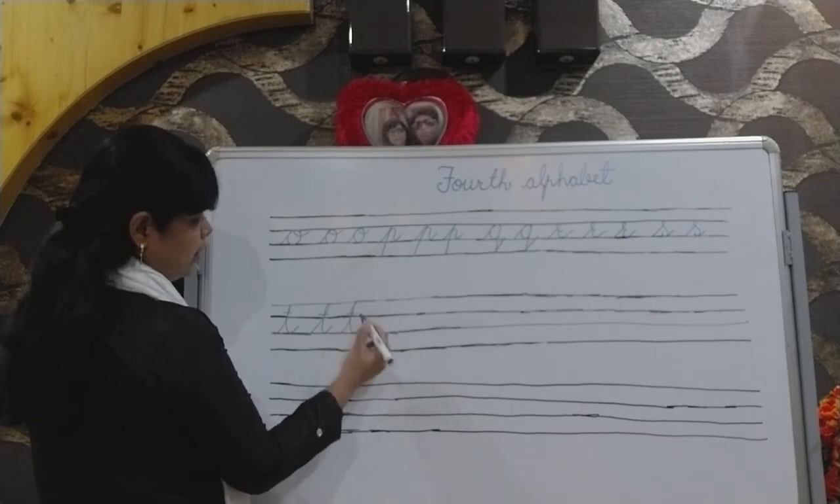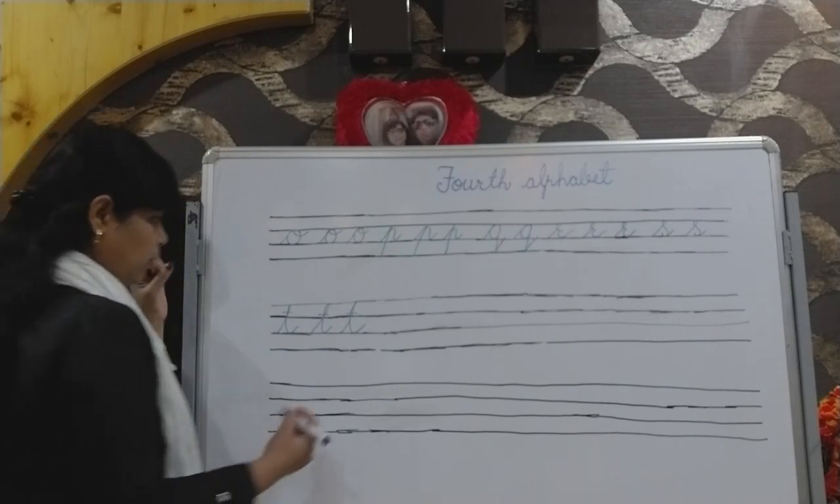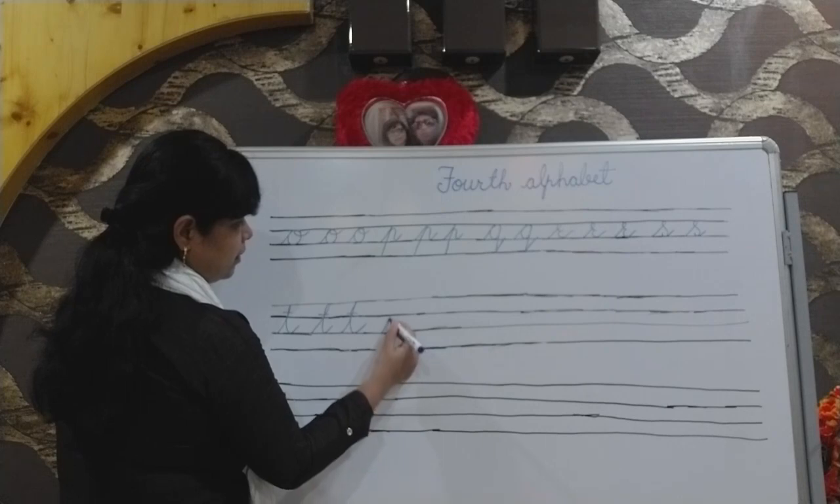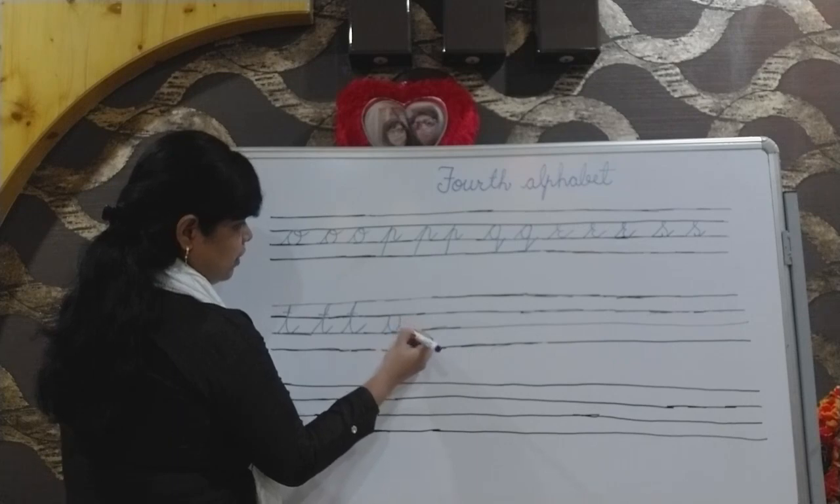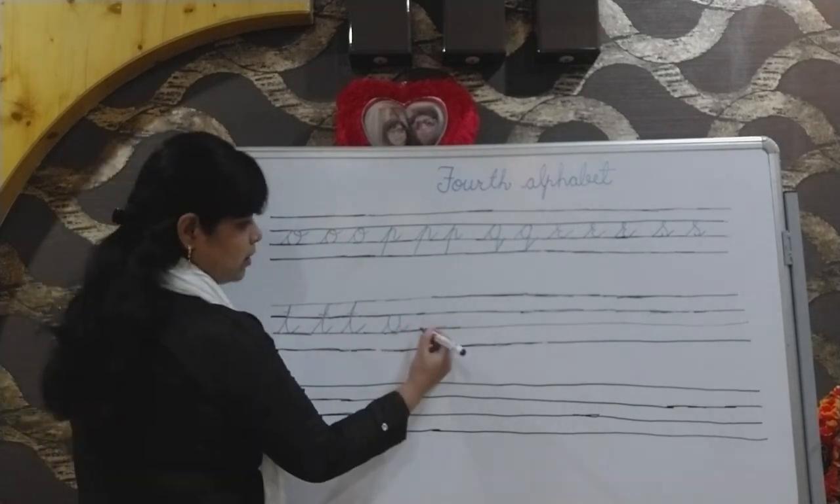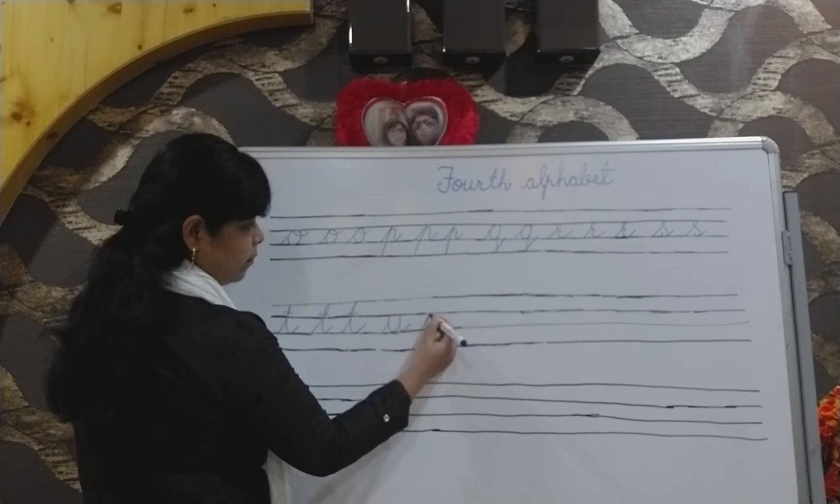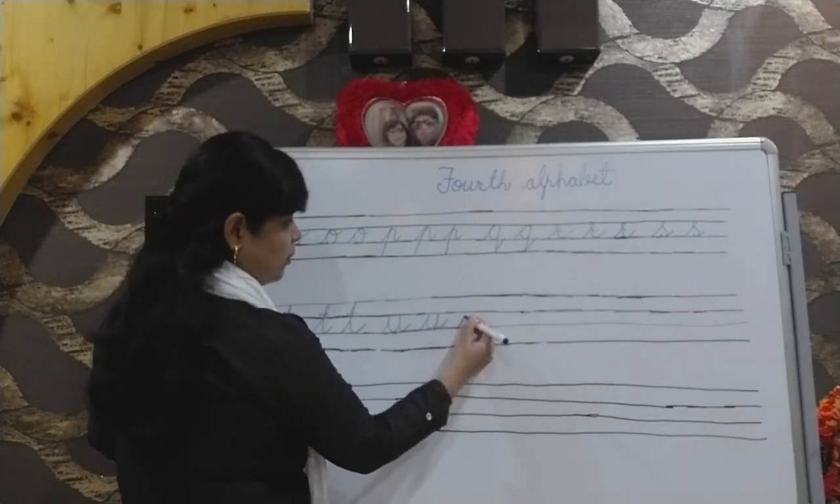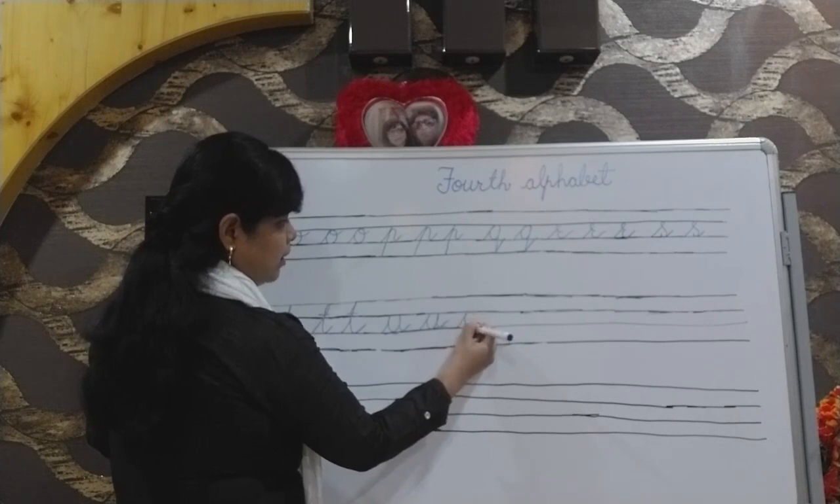And T. Now you have to look. From here only we will start. Short stroke we will use here. And U. From this line, move. Don't lift your hand. Once more I am telling you, don't lift your hand while writing cursive.